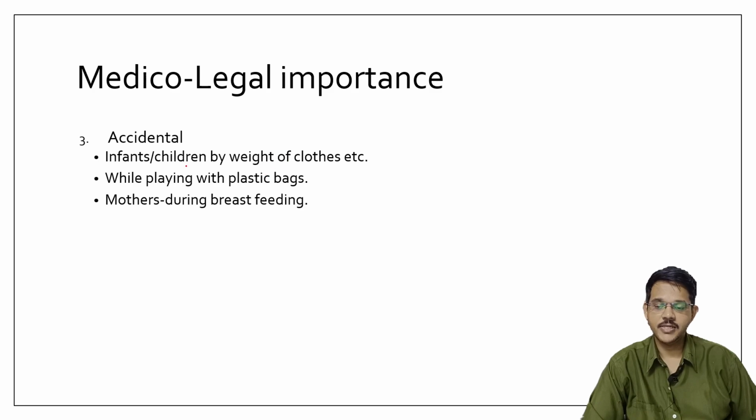Accidental smothering can be seen in children or infants who are weighed down by clothes. If children are playing in a household, suddenly a pile of cloth may fall down and they may get smothered. By playing with a plastic bag, they also get suffocated. And during breastfeeding, sometimes the mother may try to breastfeed in a lying down position. She may fall asleep and fall on the kid and this may lead to smothering.